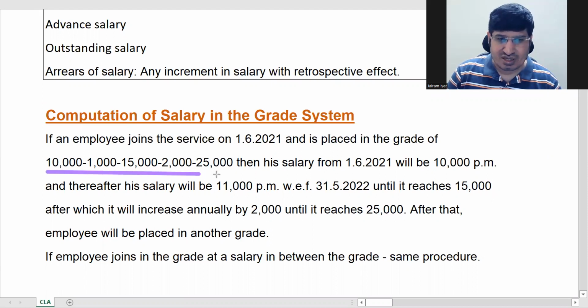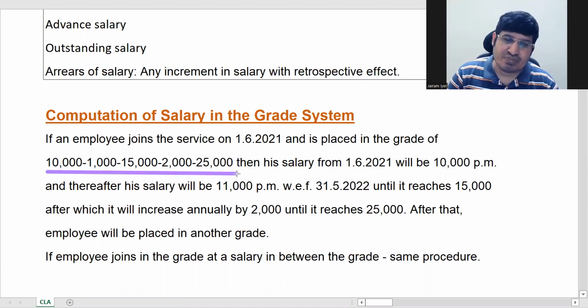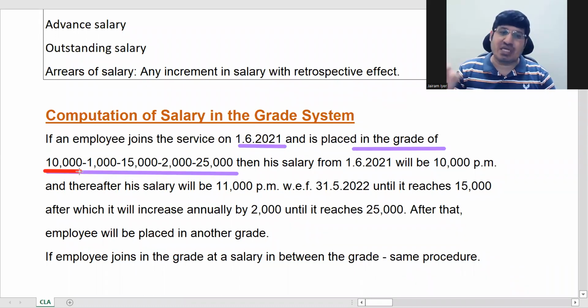Okay, pay grade. So when a person joins a government service, okay, here in this example, say he has joined on 1st June 2021. Okay, just an example. He has been placed in the grade, this grade. What it means is this line here. See, it means that the first line says to start with, he will get this salary. So basically today he has been employed on this salary. The very first figure is the first salary. The very next figure is the annual increment which he will get. Okay, so he'll get annual increment of 1,000 every month. That is the meaning of that.